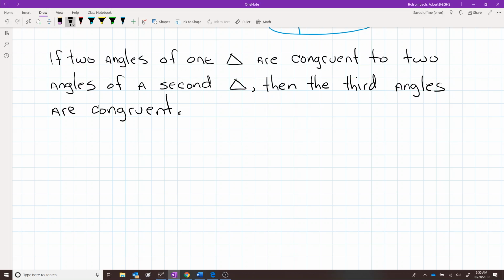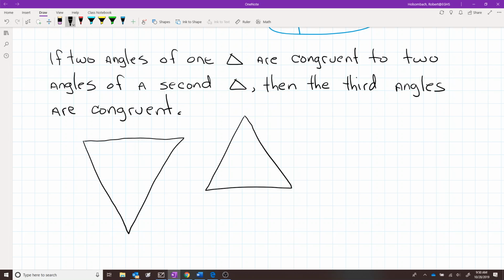And hopefully that just makes sense. Alright, if you've got a triangle here on the left and a triangle on the right, we'll use some simpler numbers. If you've got a 50-degree angle and a 60-degree angle, and in the triangle on the right you have a 60-degree and a 50-degree, you've got two angles of one triangle on the left congruent to two angles of another triangle on the right.